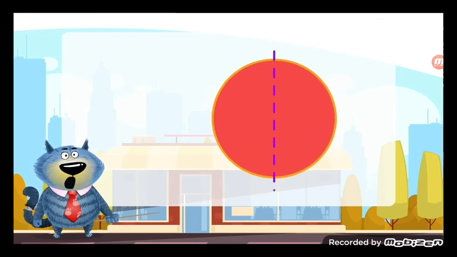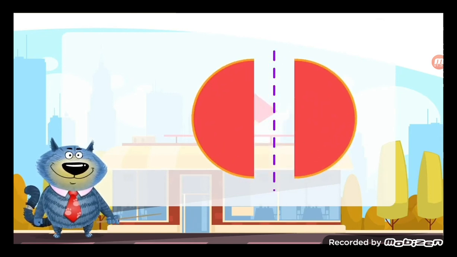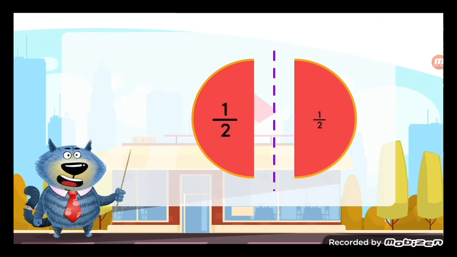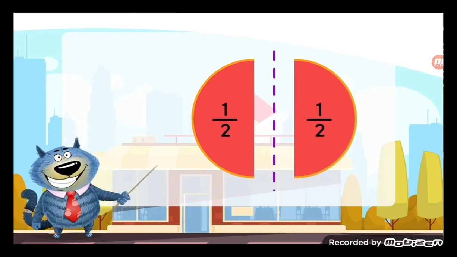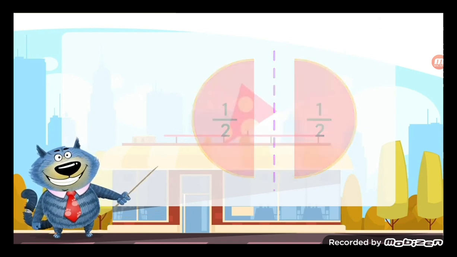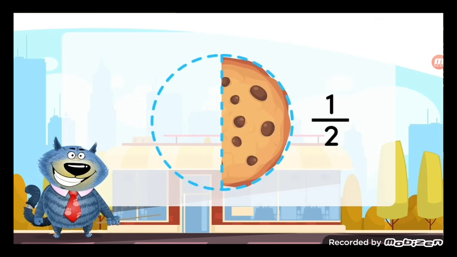When we divide a whole into 2 equal parts, each part is 1 out of 2 equal parts, or 1/2 of the whole. 2 halves make a whole. We say 1/2 because it's much faster to say that than saying 1 out of 2 equal parts.